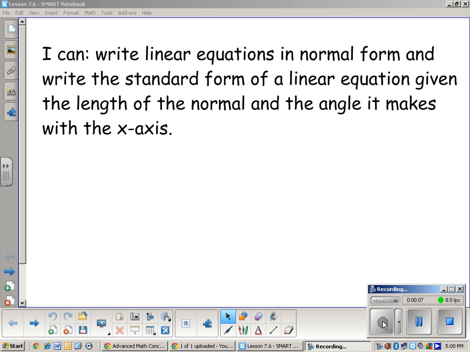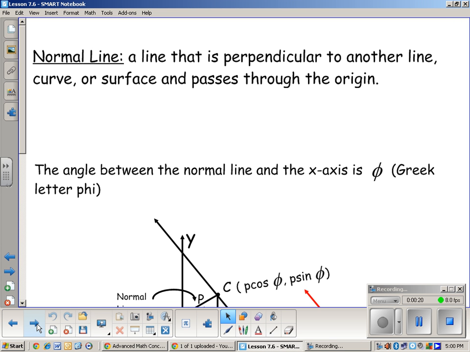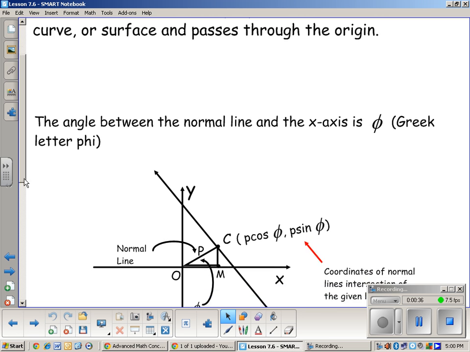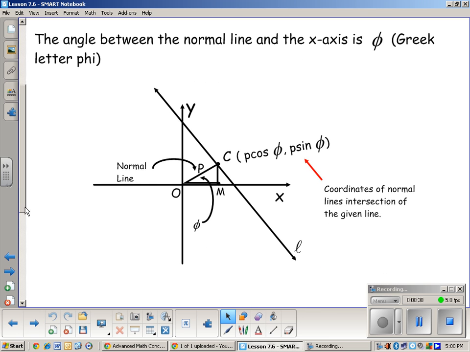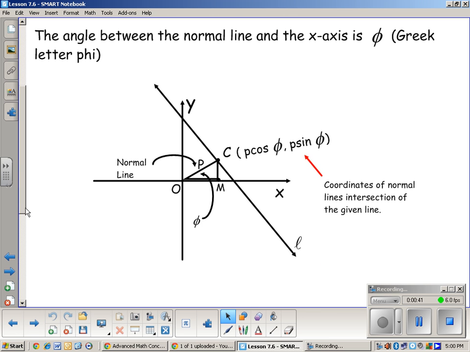I can write linear equations in normal form and write the standard form of the linear equation given the length of the normal and the angle it makes with the x-axis. A normal line is a line that is perpendicular to another line, curve, or surface and passes through the origin. The angle between the normal line and the x-axis is phi, the Greek letter phi.